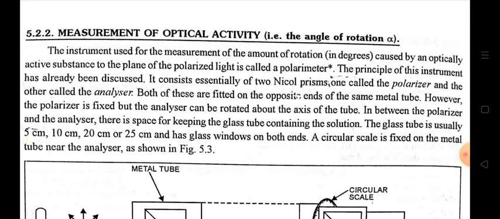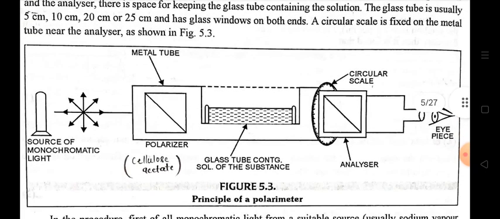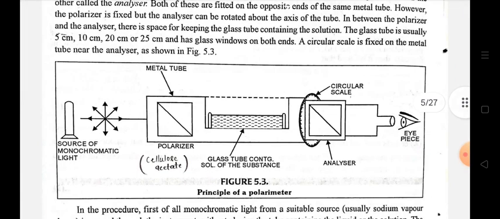In between the polarizer and the analyzer, there is a space for keeping the glass tube containing the solution. The glass tube is usually 5 cm, 10 cm, 20 cm or 25 cm long and has glass windows on both ends. A circular scale is fitted on the metal tube near the analyzer, as shown in figure 5.3. Figure 5.3 shows the principle of a polarimeter.